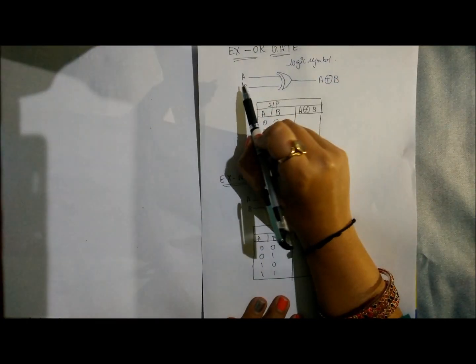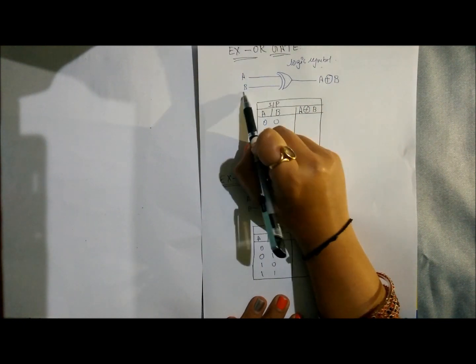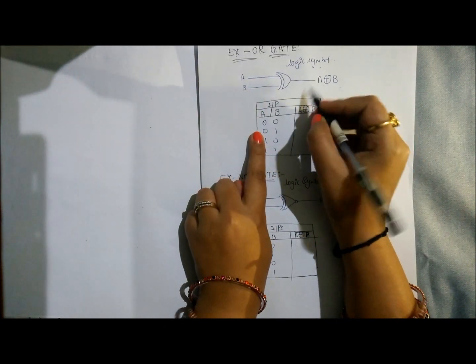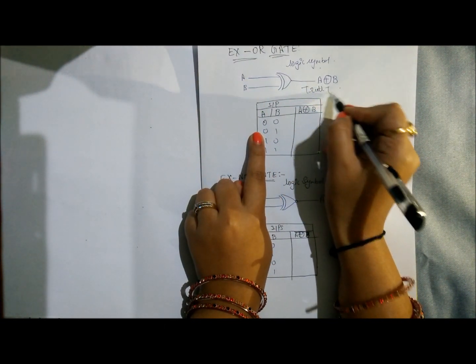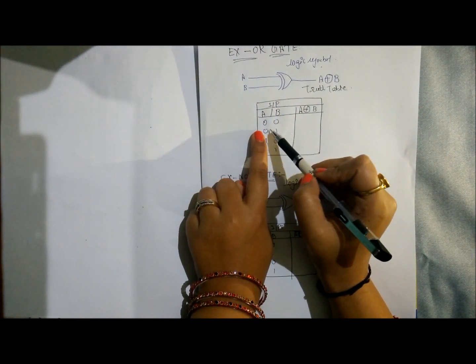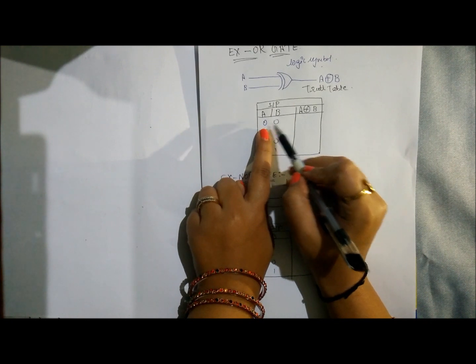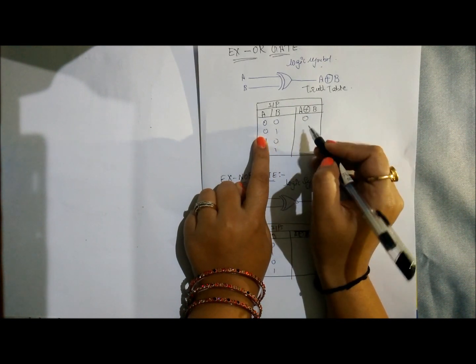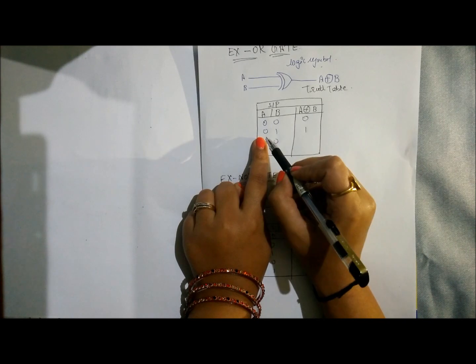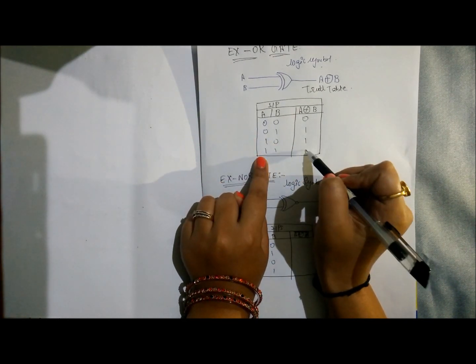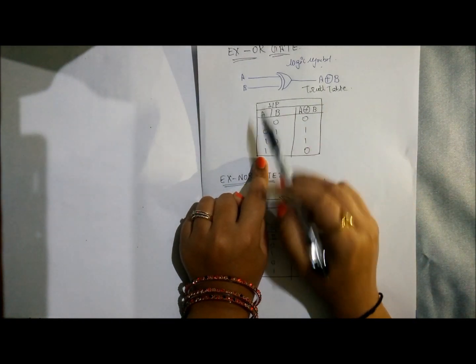XOR gate. This is the symbol for the XOR gate. Logic symbol, you can see two inputs are there and this is the output A XOR B. Now this is the truth table for XOR gate. Now in XOR gate, what is the output? When there is the same input 0 0, the output will be 0, and when there is the different input 0 1, the output will be 1. So for 0 0 it is 0, for 0 1 it is 1, for 1 0 it is 1, and for 1 1 it is 0. This is the XOR gate.